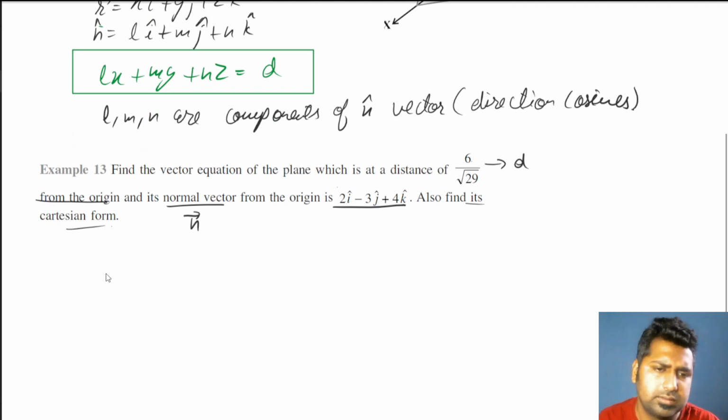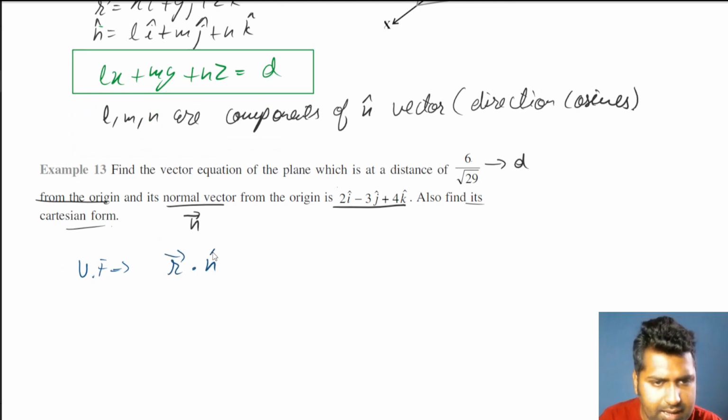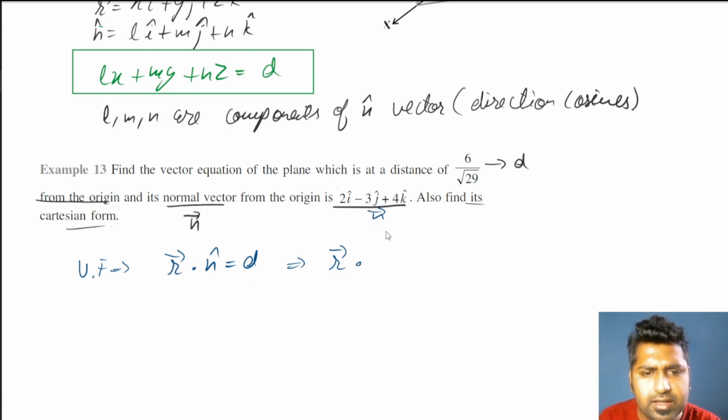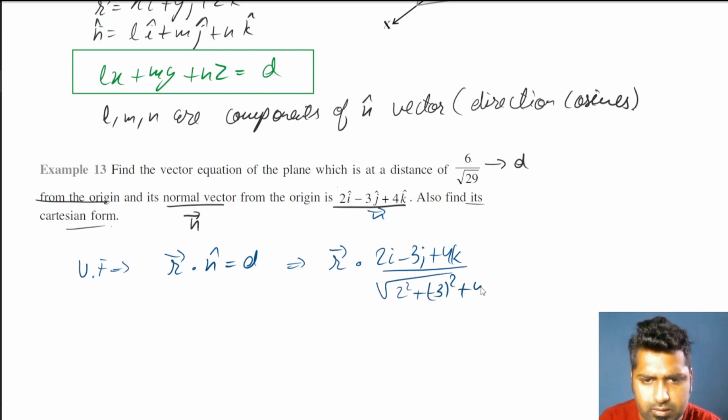Let's write first of all the vector form. Vector form is very direct: r dot n cap is equal to d. But the problem is we are not given n cap, we are given n. So let's modify this. How will we get n cap? This is our n vector. The vector divided by its magnitude. So the vector n, 2i minus 3j plus 4k, divided by its magnitude. What's the magnitude? Square root of 2 squared plus (minus 3) squared plus 4 squared. And d is equal to 6 by root 29.